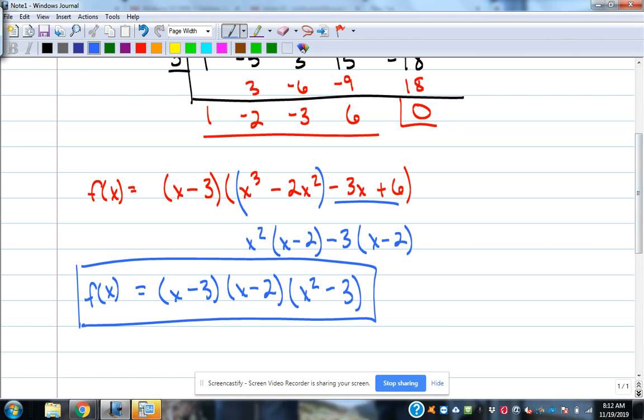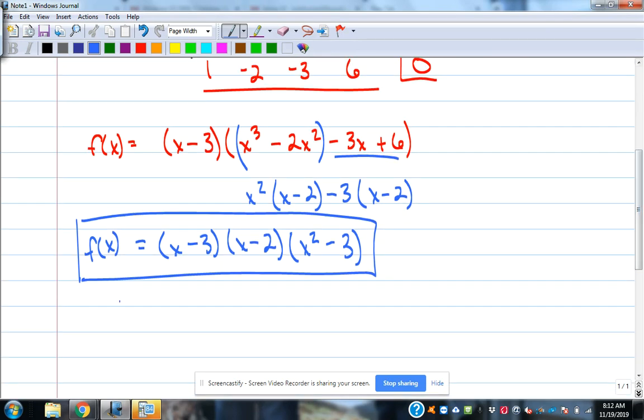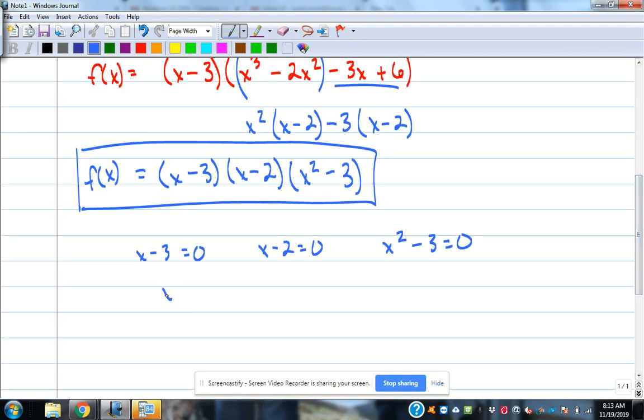If I wanted to find the zeros of that polynomial, what do I do? All right, so to find the zeros, we would take x minus 3 equal to 0, x minus 2 equal to 0, and I don't know why I put that in parentheses, we don't need it. And then x squared minus 3 equals 0. And then, so we get x equals 3, x equals 2, and then x squared equals 3, and so x is equal to what? Plus or minus radical 3. Yeah, don't forget the plus or minus.